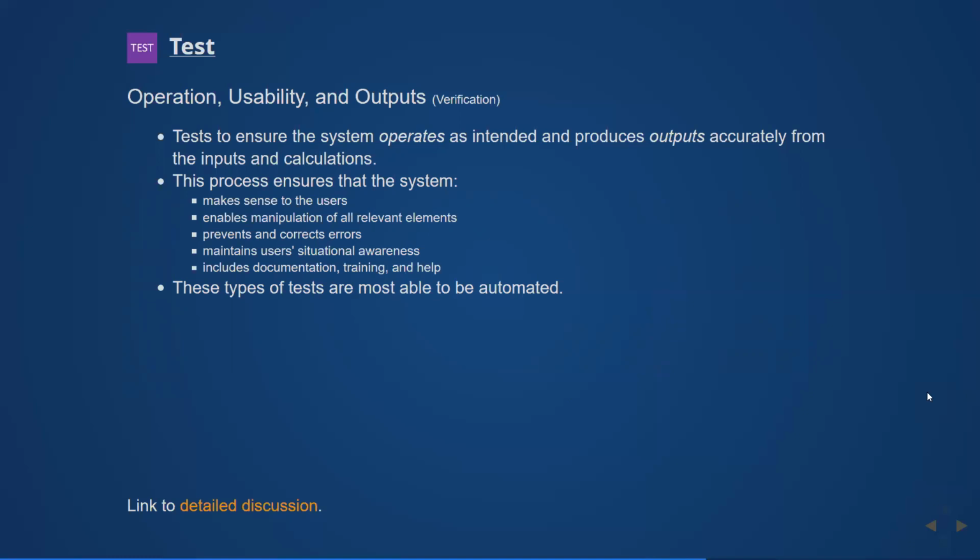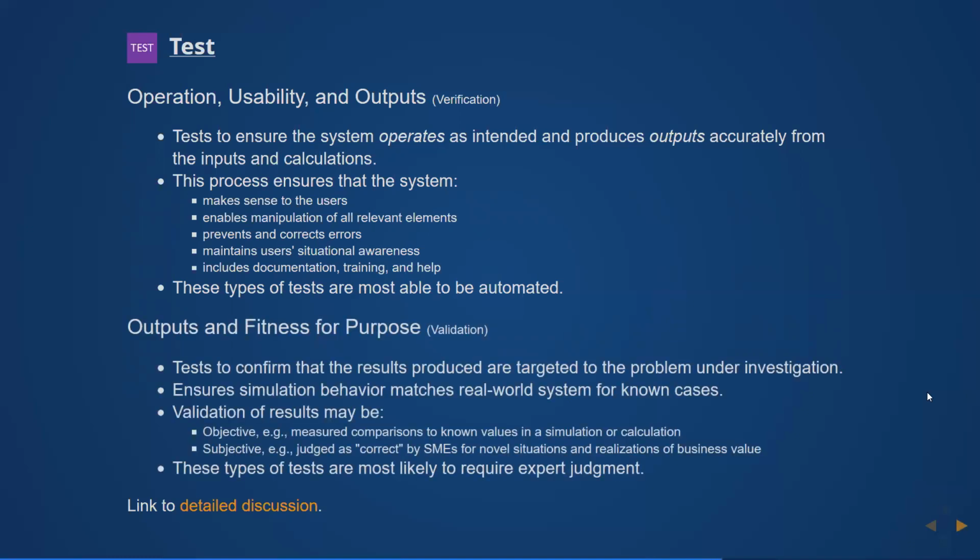Unit tests are an example of that, but there are user interface test tools that can automate that process. There's a lot going on there. So outputs and fitness for purpose evaluations are actually validation. And that basically points toward finding out whether you're solving the actual problem. So again, verification is, does the system I built work? Validation is, does the system I built, now that it works, actually solve the intended problem? Validation results can be subjective or objective, and very often require expert judgment.